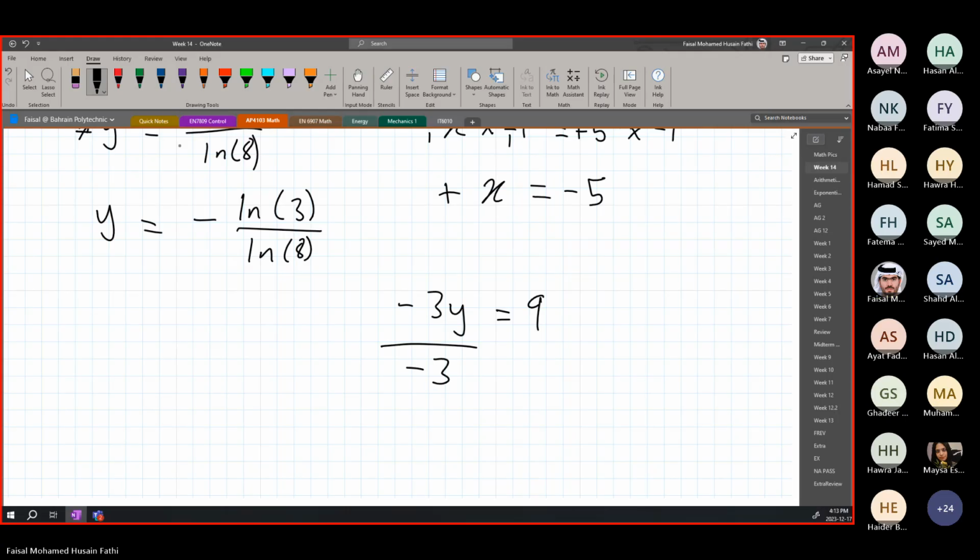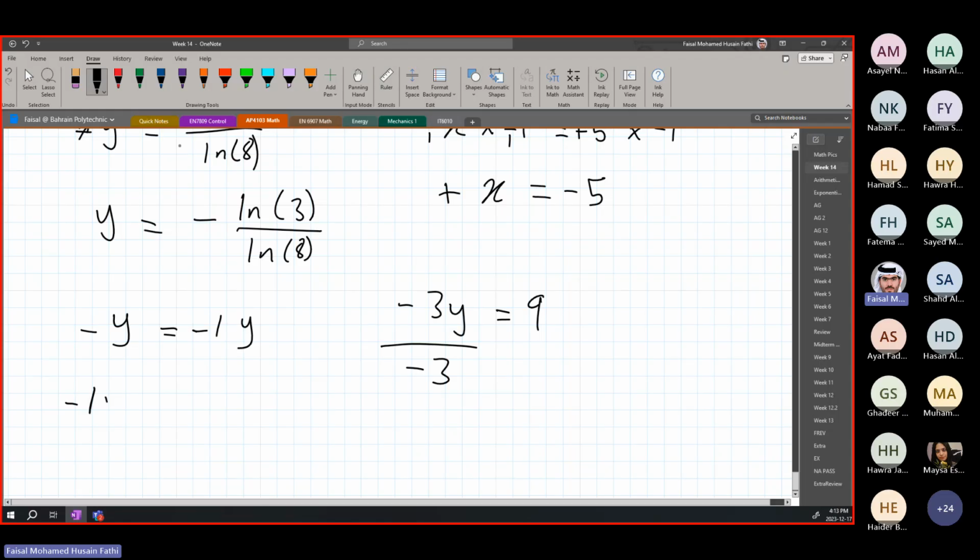But when you have minus y, it is simply saying you have minus 1y. So what can you do? You can write minus 1y is equal to 20. Divide both sides by minus 1 if it makes it simpler for you to understand. You will cancel the minus 1 with the minus 1. You will be left with y is equal to 20 over minus 1, which is minus 20.